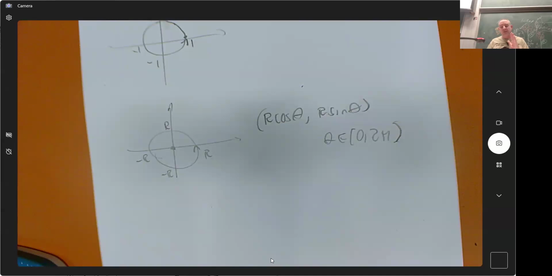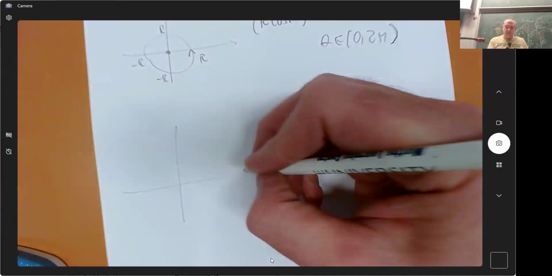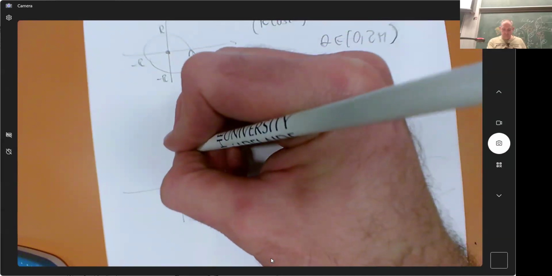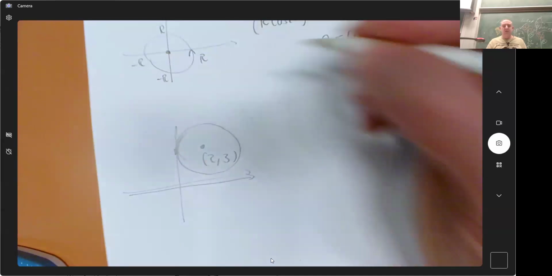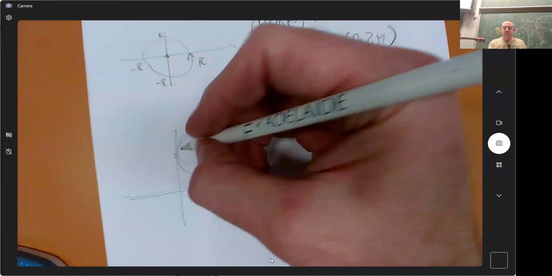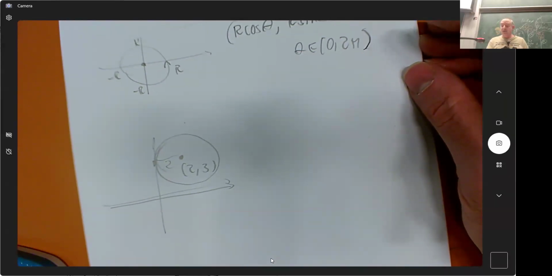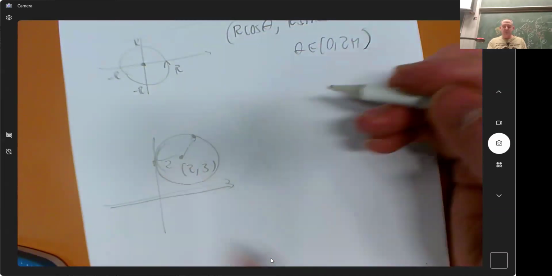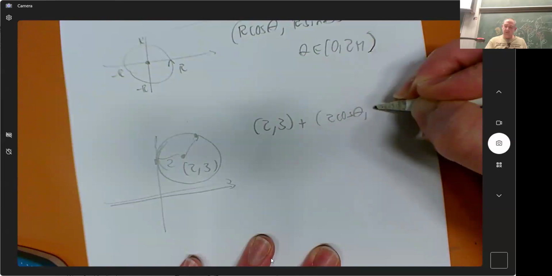And I will say if the center of your circle is in a different spot, then that circle there, for example, which has radius 2. You ready? This is the fun bit. So you see this point here, it's that point plus a piece of the circle. So this will be 2, 3 plus 2 cos theta, 2 sine theta.